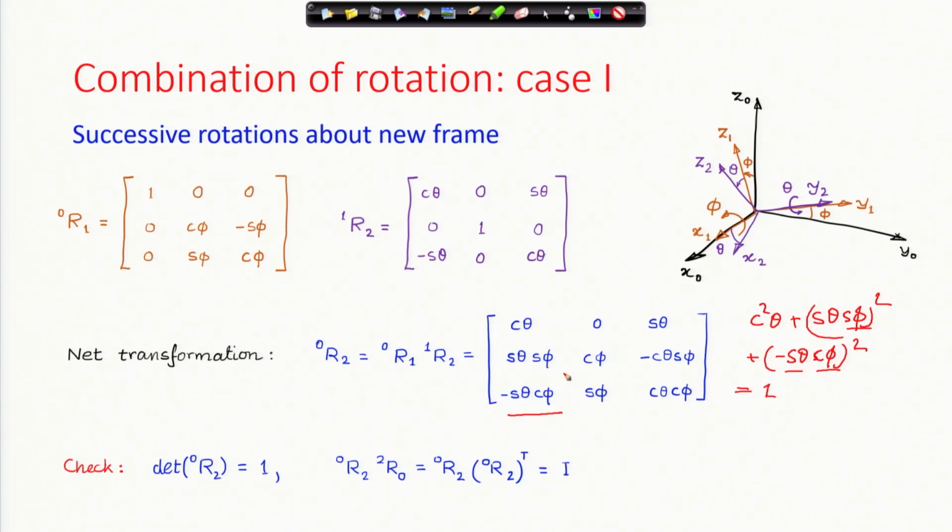So, the dot product of this with itself is 1, the dot product of this with itself is definitely 1, again the dot product of this with itself is 1. So, all of these are satisfied.